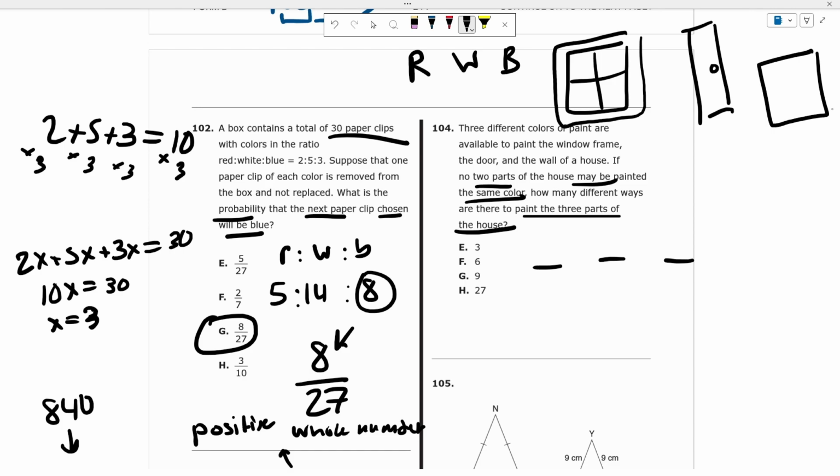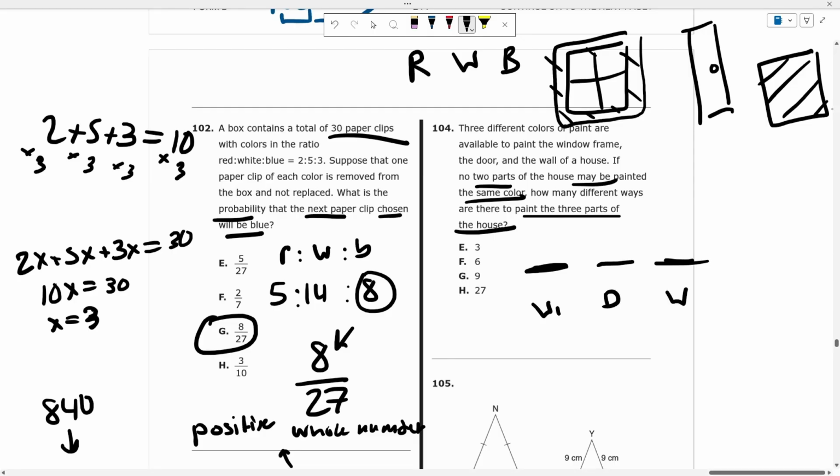Now, it's saying that if no 2 parts of a house may be painted the same color, so this is the only thing that can be painted red. This is the only thing that can be painted white. And this is the only thing that can be painted blue. How many different possible combos are there? Well, let's say that over here, I have my window, my door, and my wall, okay?